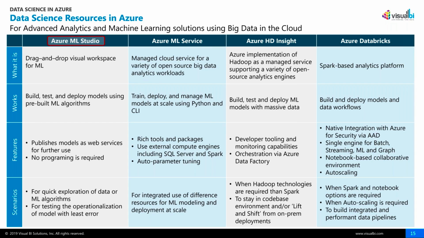And then the next one, Azure Machine Learning Service, is a managed cloud service for machine learning overall, where the models can be trained, deployed, and managed using Python and CLI. CLI is a common language infrastructure from Microsoft. It has many tools and packages, but it's not a compute engine. So it uses external compute engines like SQL Server or Spark, and it employs scripting sources like Azure Notebook or Azure Databricks, or you can even use Jupyter Notebook to build a model.